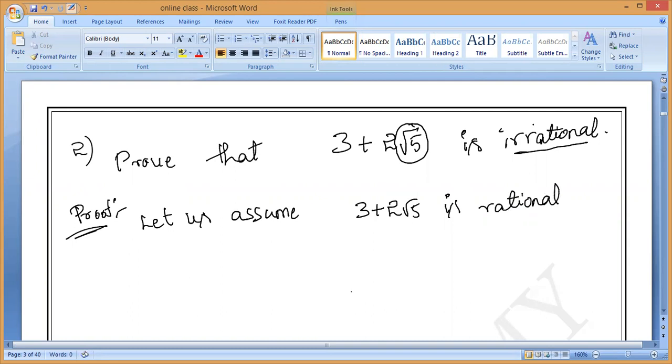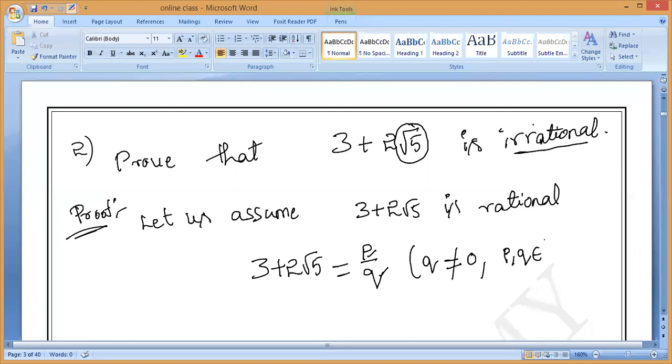So it means 3 plus 2 root 5 equals P by Q, where Q is not equal to 0, and P and Q are integers, belonging to Z. This is the simplest form, which means P and Q are co-primes, they don't have a common factor. So P and Q are co-primes.